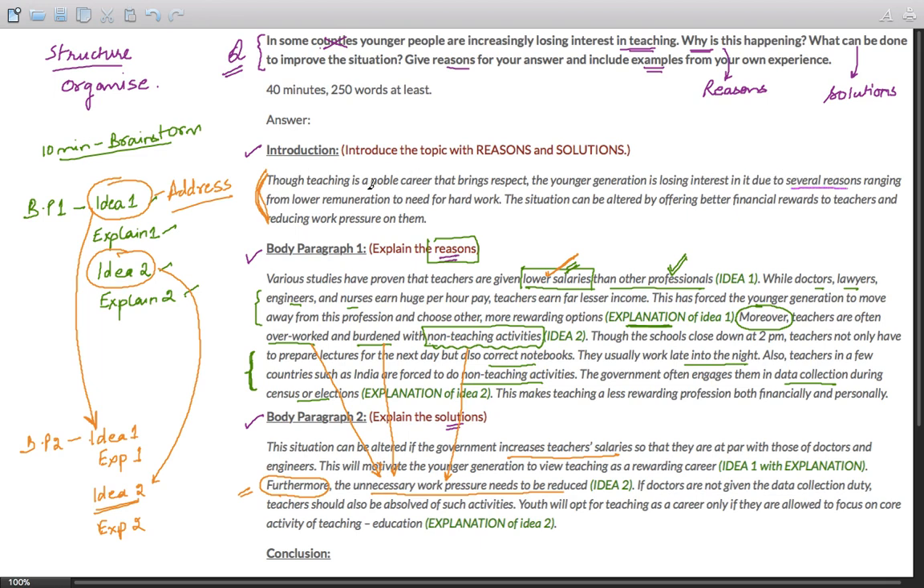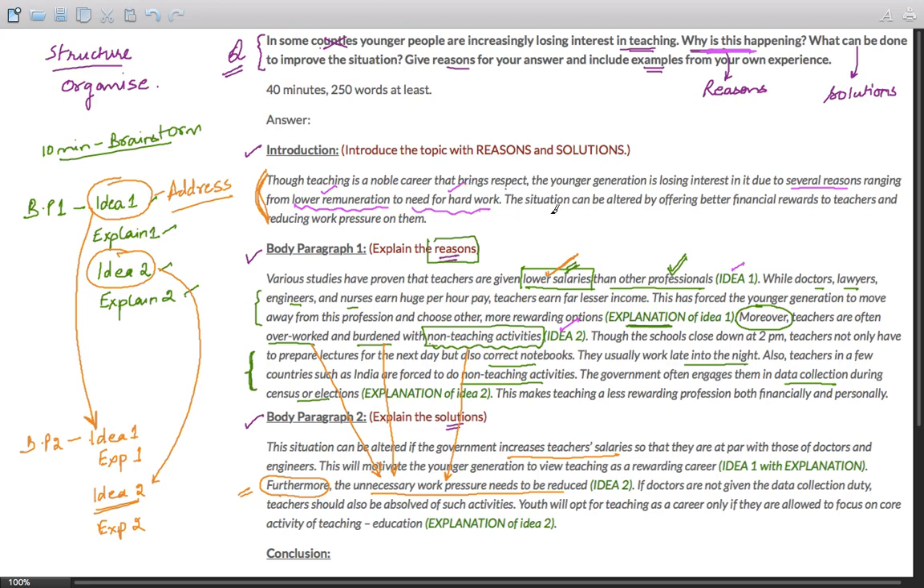So the first sentence catches up with the reasons, with the first part. Why is this happening? And these reasons, lower remuneration and the need for hard work, are explained and mentioned over here. So whatever you're mentioning in idea 1 and idea 2, you just have to shorten it and write in the introduction.